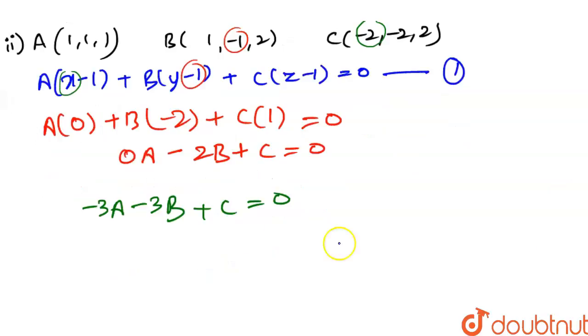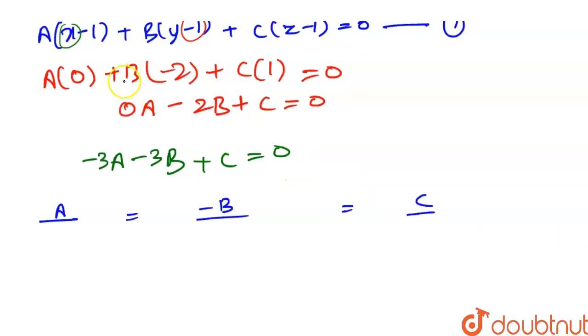Now we will use the cross multiplication method here also. It will give us a, b and c's value, right? A, minus b and c. So for a, we will multiply the corresponding coefficients of b and c. So here we have minus 2 with 1 and 1 with minus 3. So minus 2 into 1 is minus 2, then minus 3, so plus 3, right?